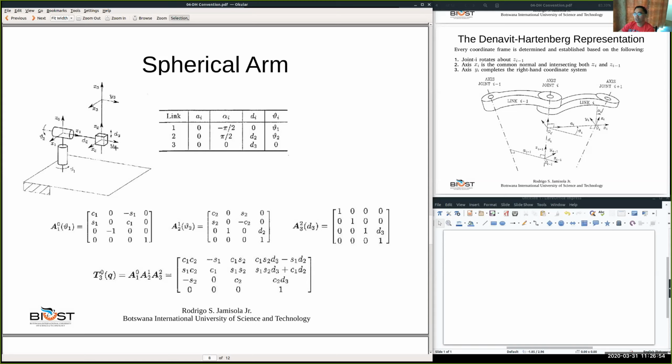Okay, so let's assign the frames here and also identify the DH parameters. So in this case here, we have 3 joints. So one joint rotates. Okay, let me.